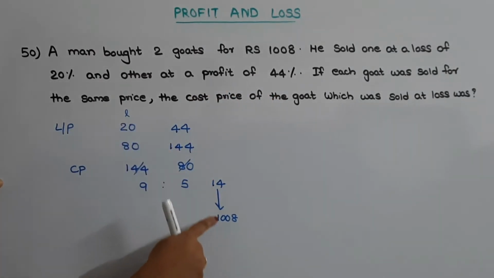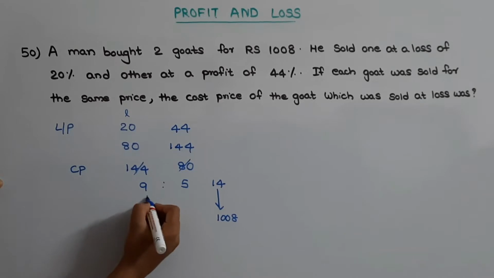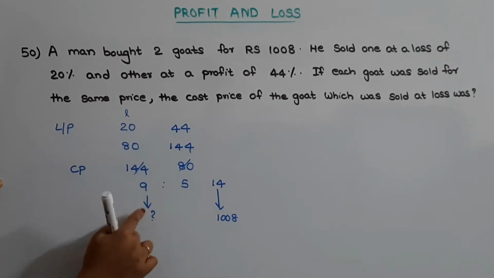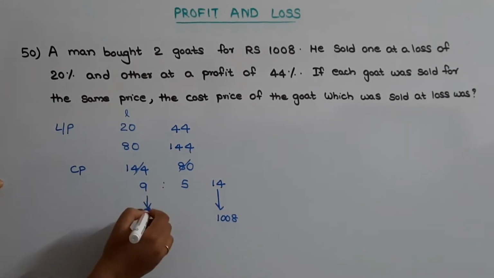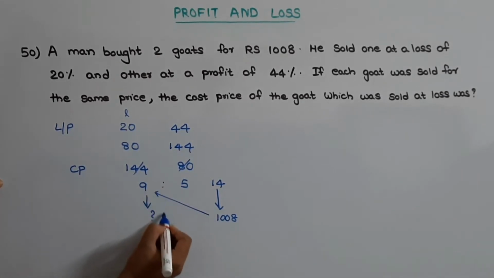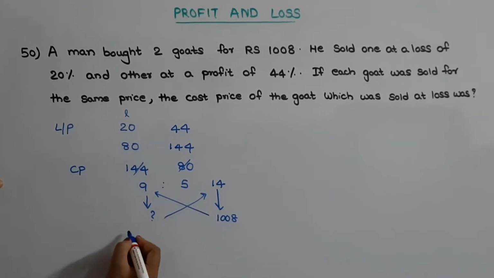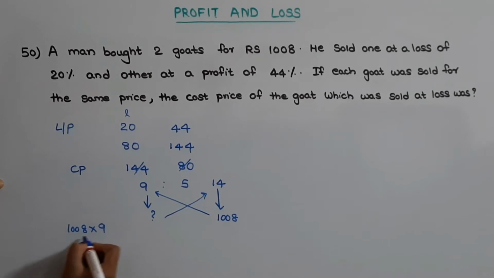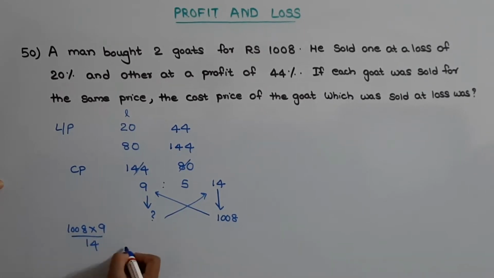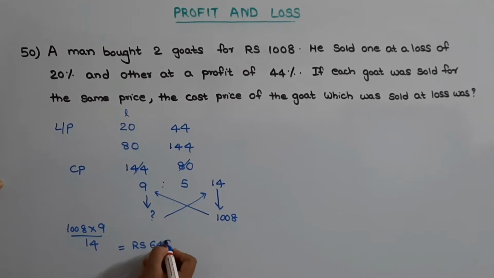Okay. So if 14 can be represented as 1008, what will be the value for 9? On finding this value, we will get the cost price of the goat which was sold at loss. Okay. So this we can find out by cross multiplying. So that will be equal to 1008 into 9 divided by 14. On solving this, you will get the answer as rupees 648. Okay. So this is the answer.